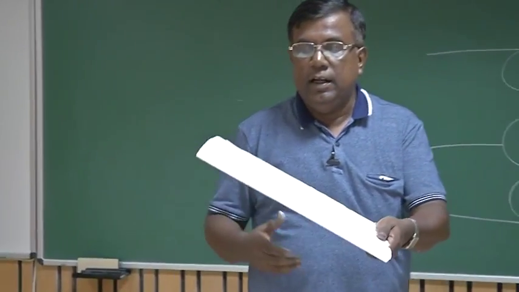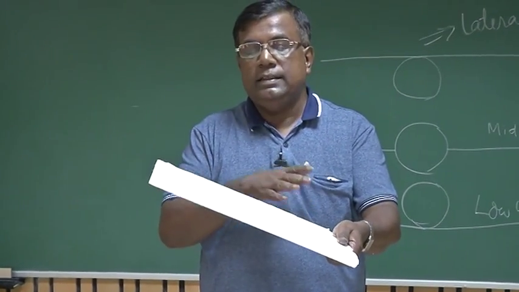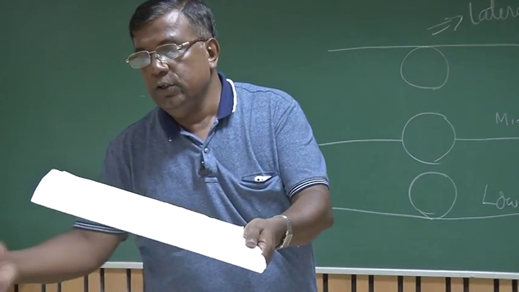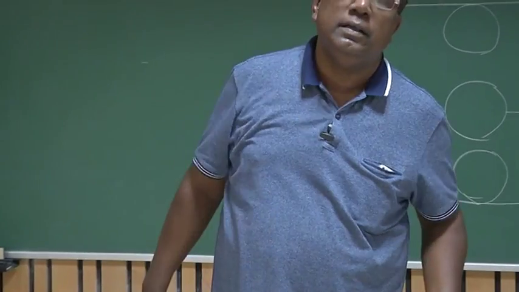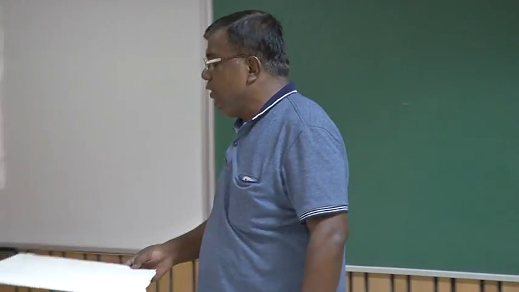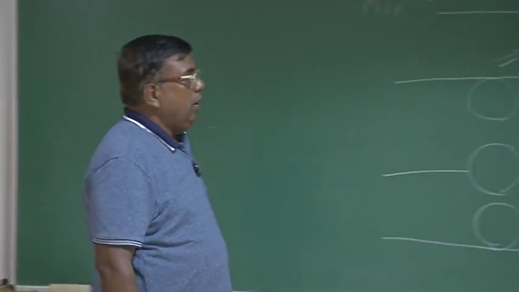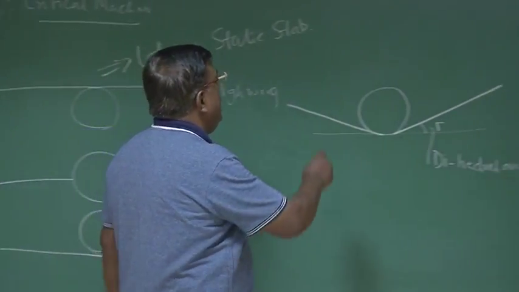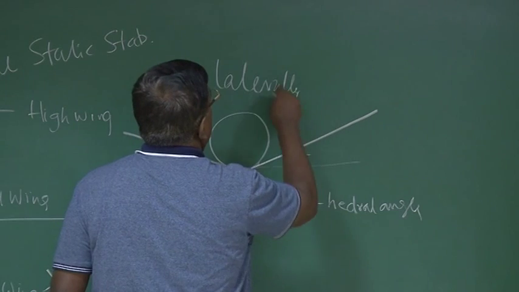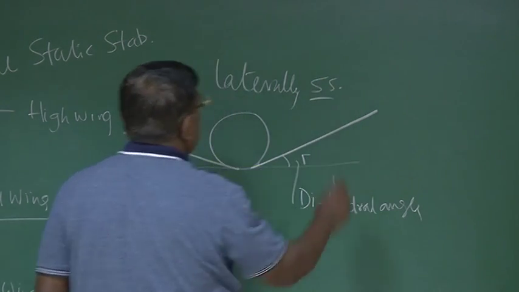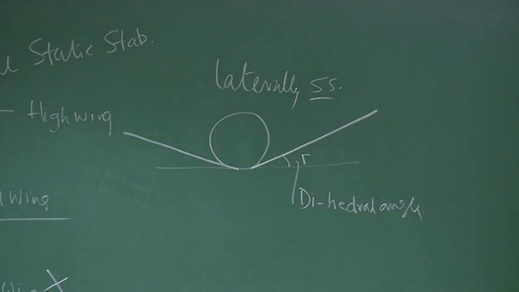let's say this is a dihedral angle, one wing. As there's a bank, it side slips. So air will gust in here and give a force, it will turn it back, right? So by giving a dihedral, you are actually making it laterally statically stable. Okay, clear? So you should not get worried if you see some dihedral is given.